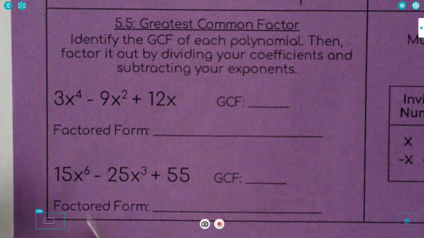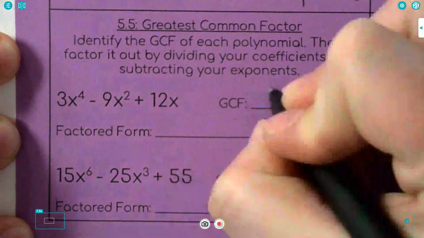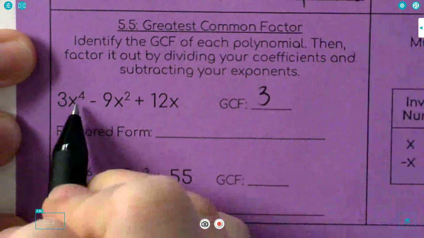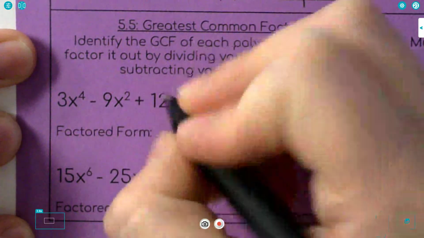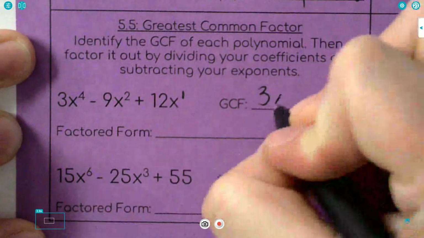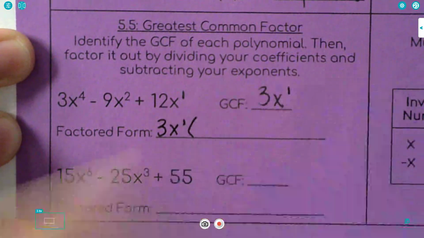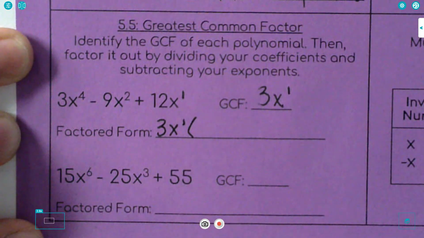So out of 3, 9, and 12, what can I divide all those by? 3. Okay, then I have x to the fourth, x squared, and x to the imaginary first. How many x's can I pull out? Just x to the first. Awesome. So my GCF here is 3x to the first. I'm going to put that in front of parentheses. And then I'm going to start dividing it out.